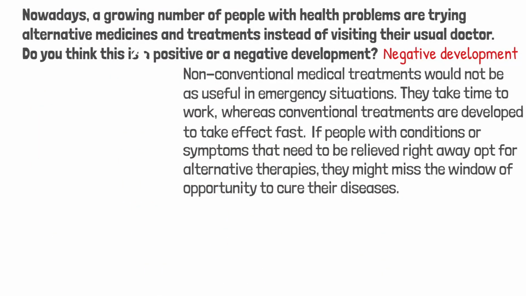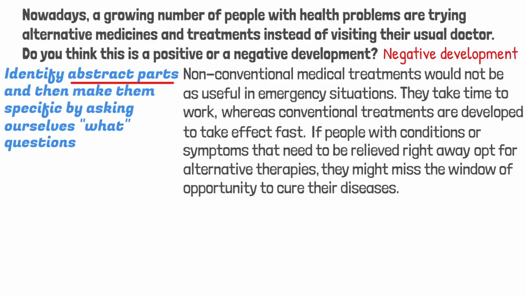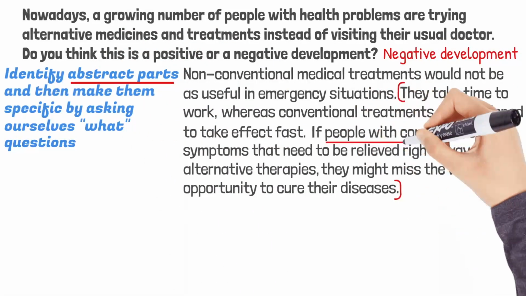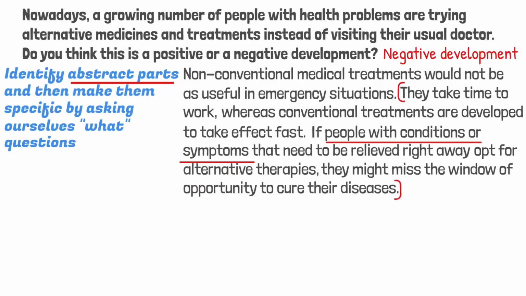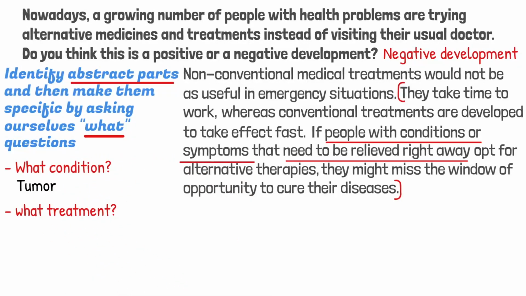Now, in order to come up with an example full of details, we need to first identify the abstract parts of this explanation. People with conditions or symptoms that need to be relieved right away. Remember how we can make it concrete? We can make it concrete by asking ourselves what questions. What condition exactly? I don't know many medical terms, but at least I know tumor and cancer. Need to be relieved right away. What treatment might tumor patients need right away? They may require immediate surgery to remove their tumor.